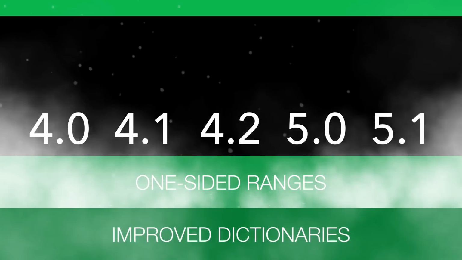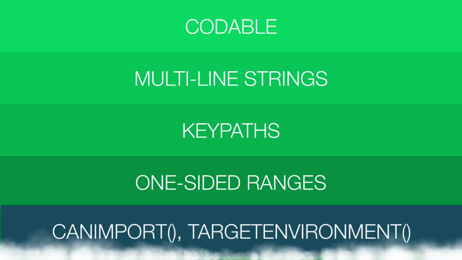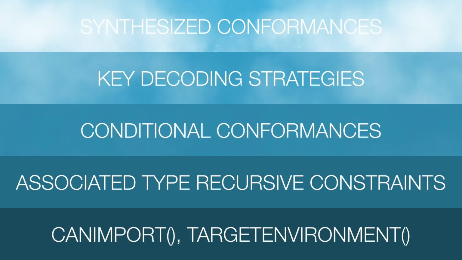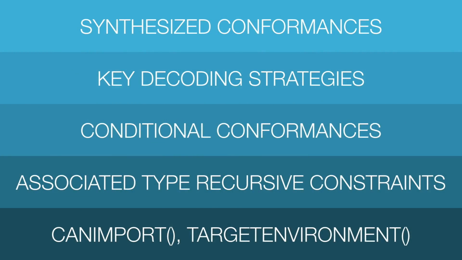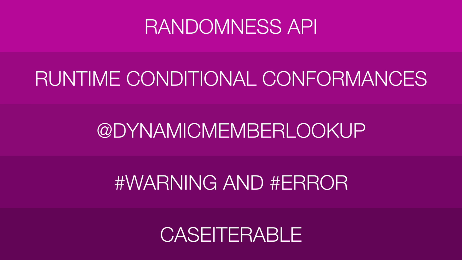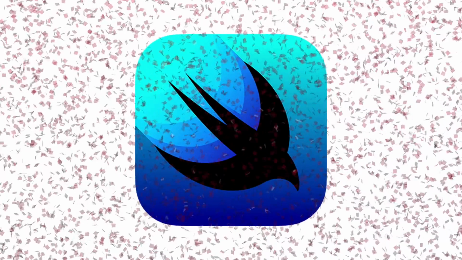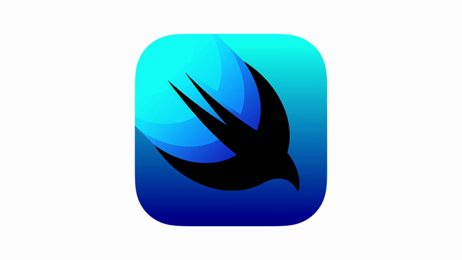In Swift 4, we got improved dictionaries and key paths and the massive release of Codable. Then we had canImport and conditional conformances and synthesized conformances in 4.1. In 4.2 we had CaseIterable, dynamic member lookup, the new randomness API and more. In 5.0 we had dynamic callable, raw strings, a Result type and more. And in 5.1 we had stacks of huge improvements that made SwiftUI possible.